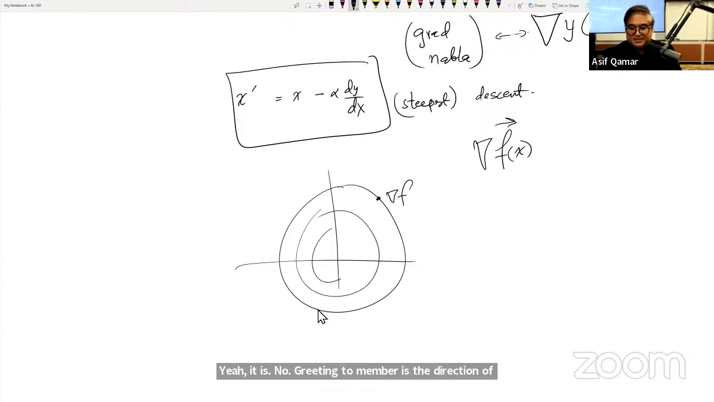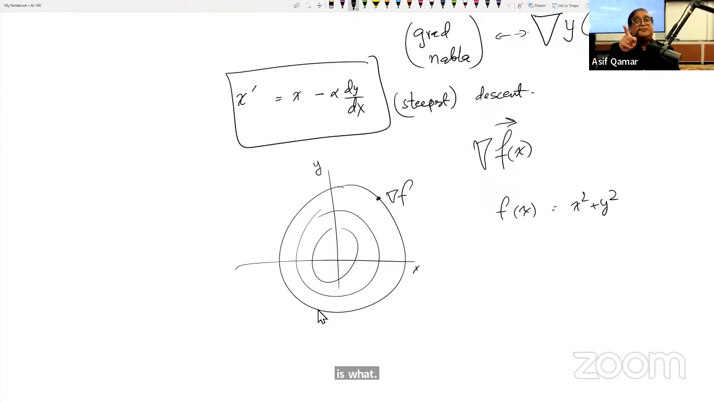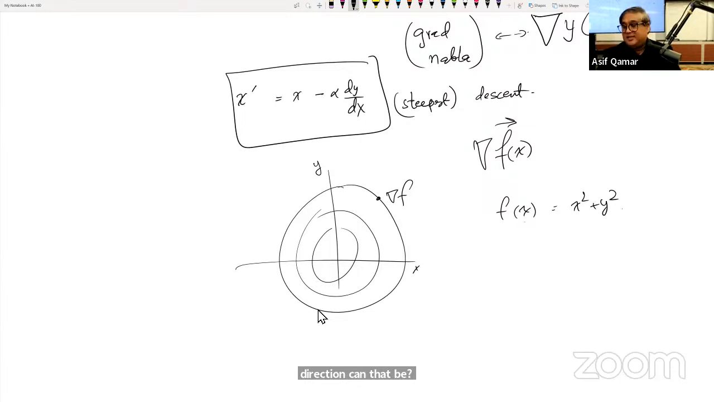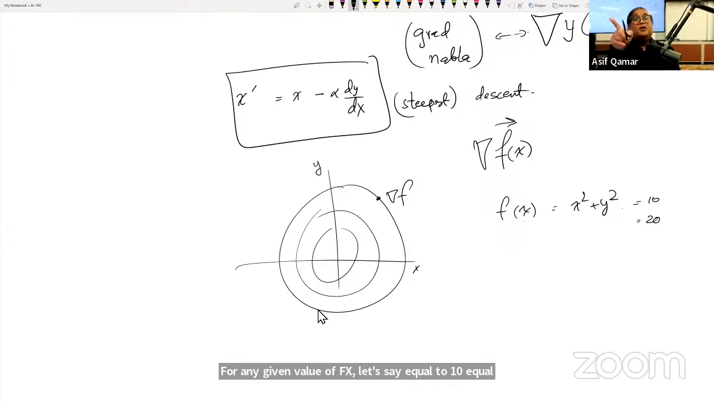So suppose I have a function. Let me take a function which is x squared plus y squared. This is x and this is y. The gradient will point in the direction in which the function increases the fastest. What possible direction can that be? For any given value of f(x), let's say equal to 10, equal to 20, it's a circle. How do you go from 10 to 20? You go radially out, isn't it? This is basically a radius squared.